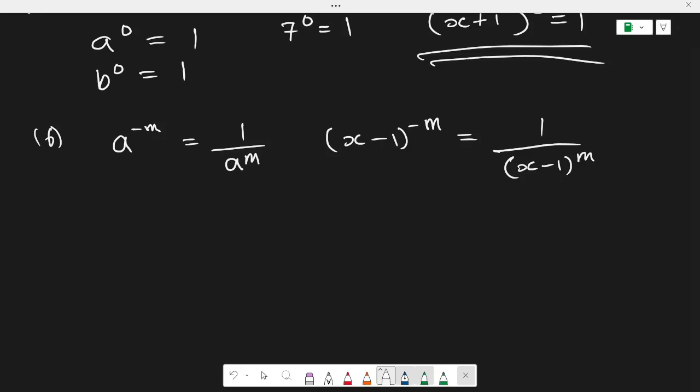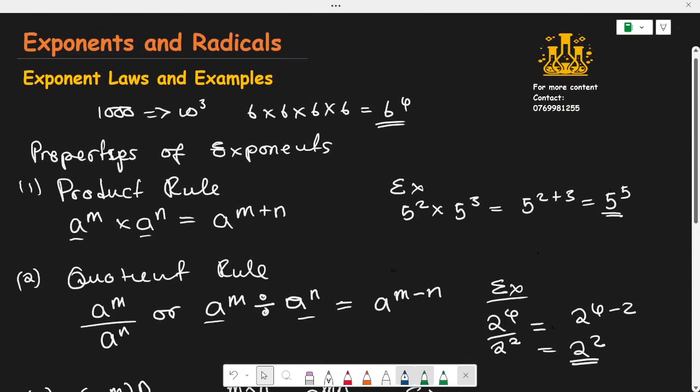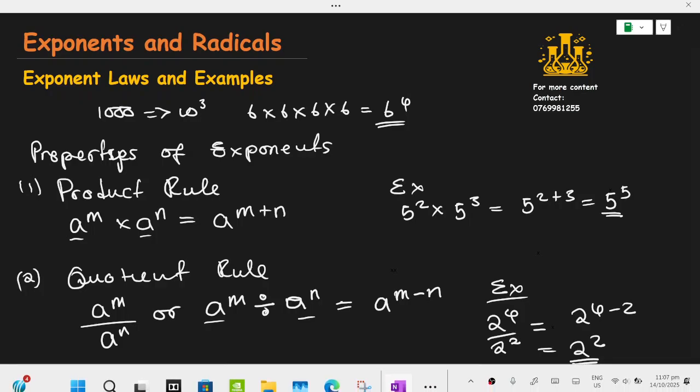There are other properties that you need to consider as you look at exponents, but these are the basics that you need to understand. Some of the other properties that we haven't talked about, we are going to talk about as we try to solve examples and go through questions.